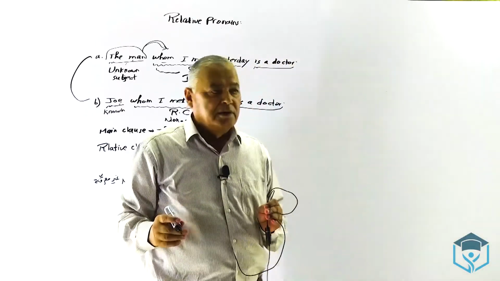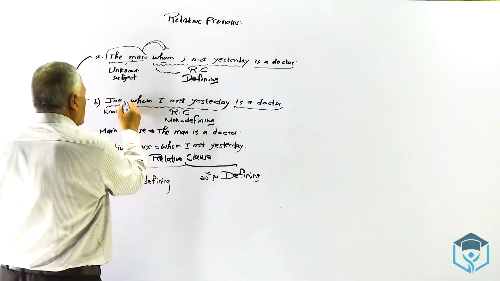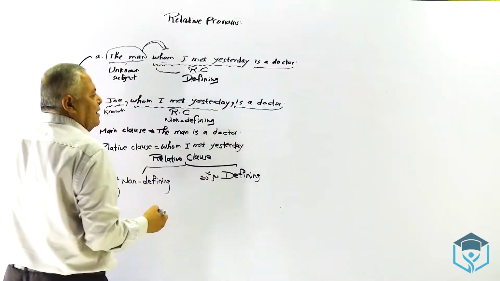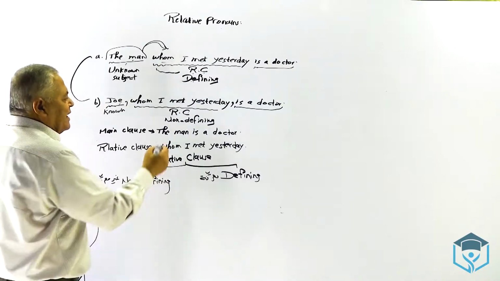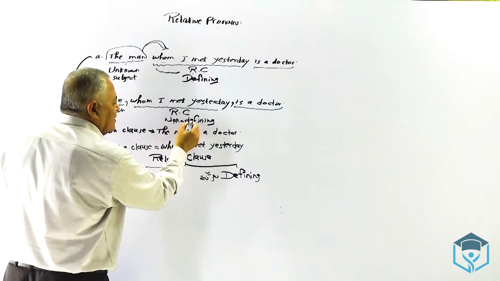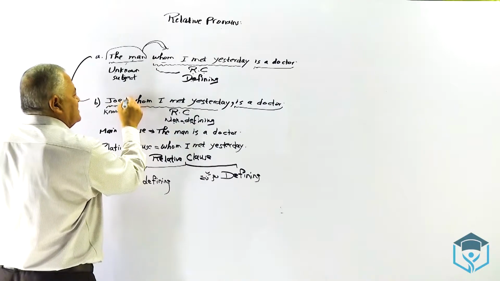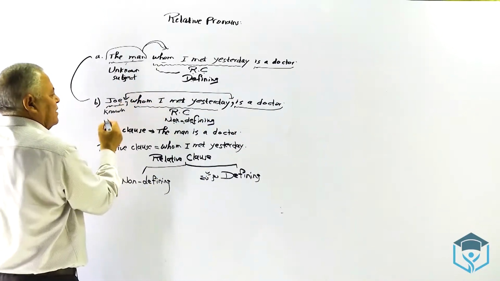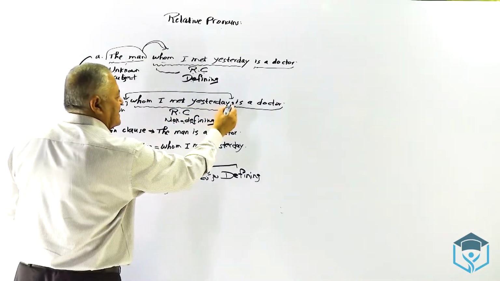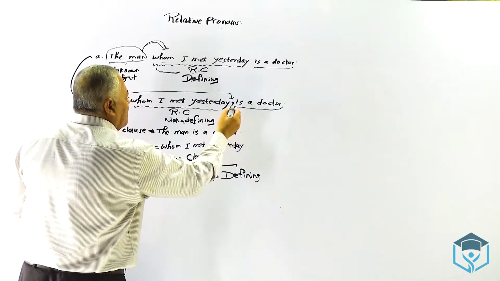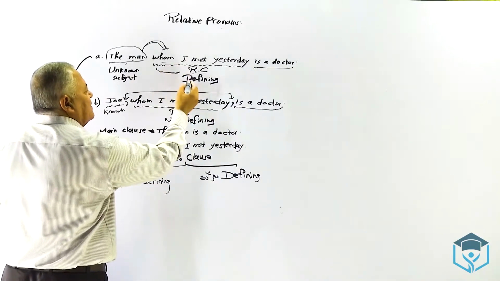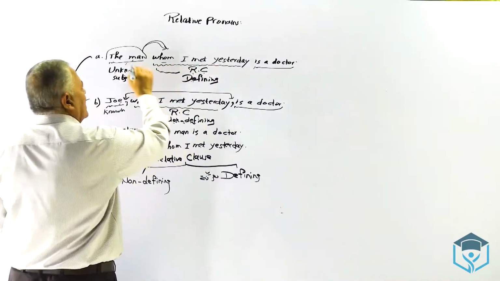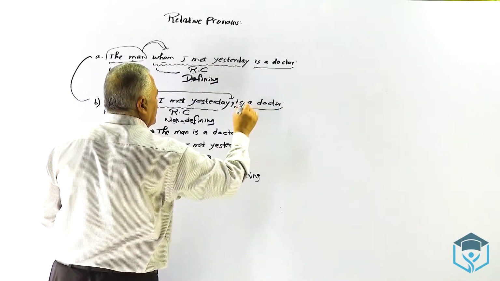In writing, say, Joe, comma, whom I met yesterday, comma, is a doctor. For the non-defining clause comes between two commas. But there are no commas used in the case of defining. No commas at all. This is one full sentence. So I say, the man whom I met yesterday is a doctor.